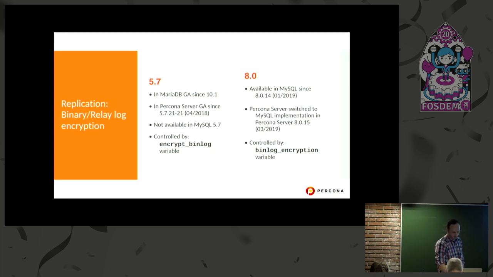So limitations. One of the things is that this feature encrypts both the binary and the relay logs. So if you set the feature on, even if you don't have the binary logs on by default, relay logs will still get encrypted.